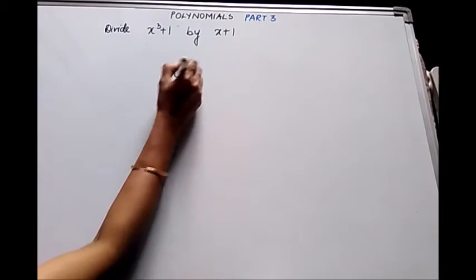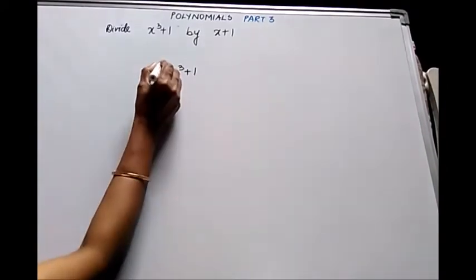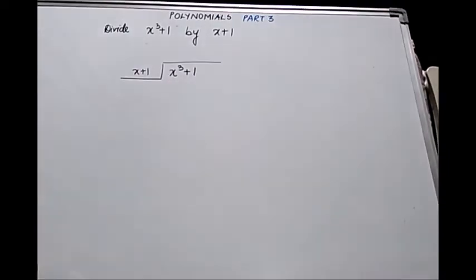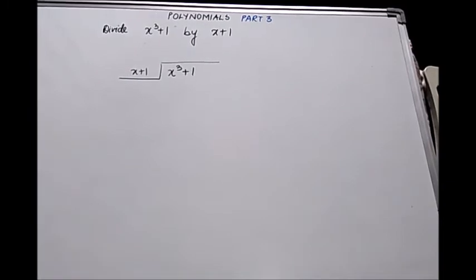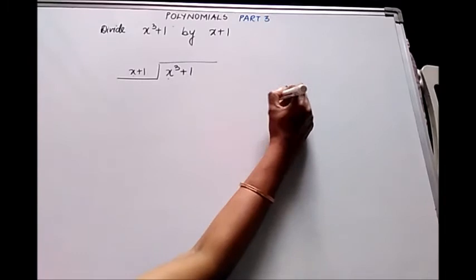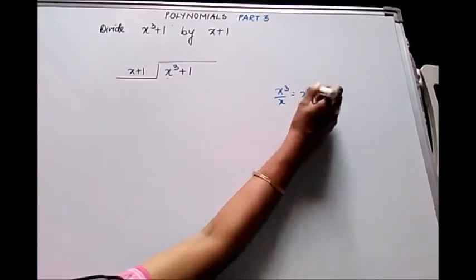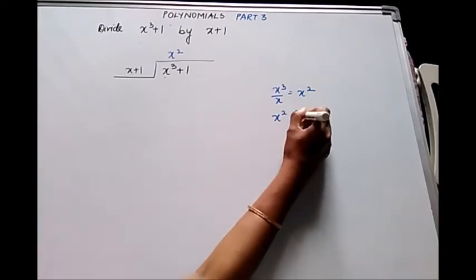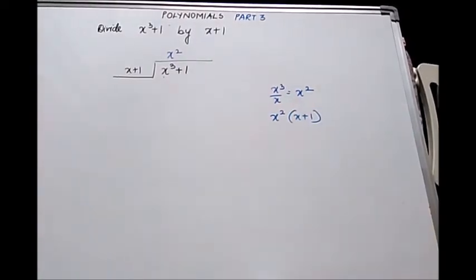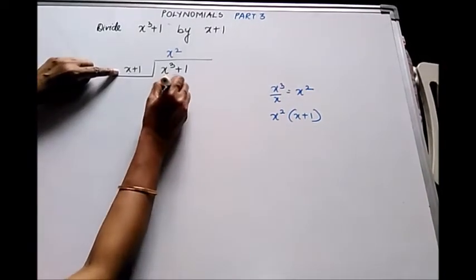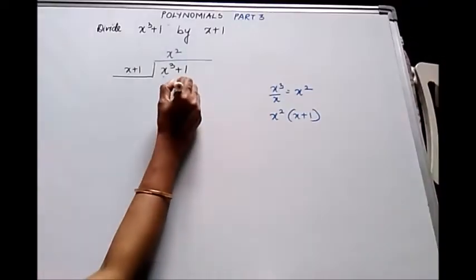Let us do one more sum. Here the dividend is x cube plus 1 and the divisor is x plus 1. Okay, first everybody remembers the procedure. First it is division, then multiplication and subtraction. So x cube divided by x will give us x square. Write x square here. Then multiply x square by the divisor. What do we get? X square into x will give me x cube. X square into 1 will give me plus x square.